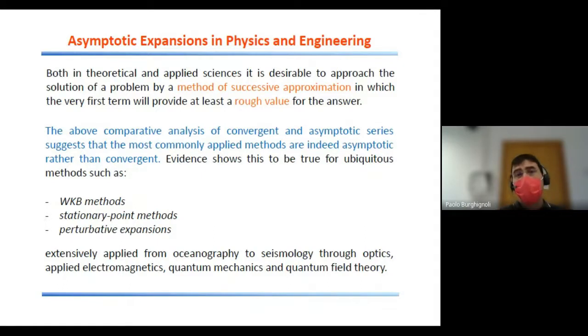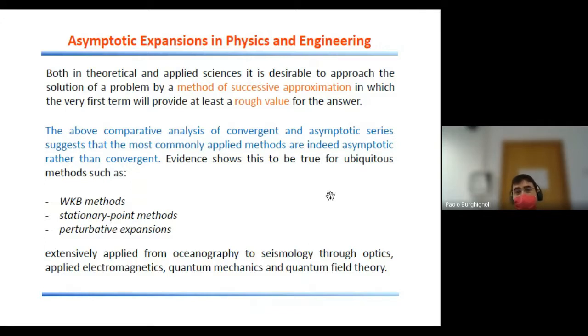Now, asymptotic expansions in the form of divergent series are very useful because in any application area of theoretical and also applied science, it is very desirable to have a solution of a problem not necessarily by a numerically exact approach, but by a method of successive approximations, in which the very first term will provide you at least with an idea of what the answer is. In order to obtain this kind of result, convergent and asymptotic series are not the same. Asymptotic series, even if divergent, are what you need because they are used exactly in this way. They are truncated very often to the very first term, and that term gives you a lot of information about the wave process you are studying.